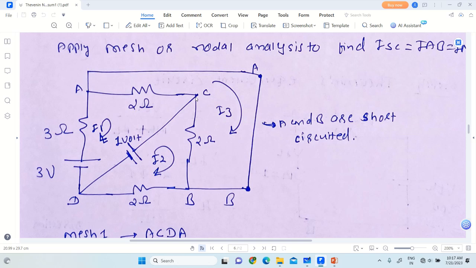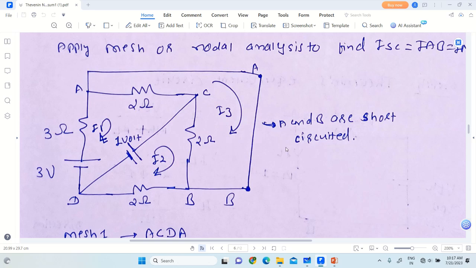Then mesh number 2 is CBDC. We assume that I2 is flowing in clockwise direction. Now there is a mesh number 3, which is a closed circuit, and it is A to B, B to 2 ohm, C to A. So this is the mesh number 3, and in mesh number 3 I assume that current is flowing in clockwise direction, and that is I3.